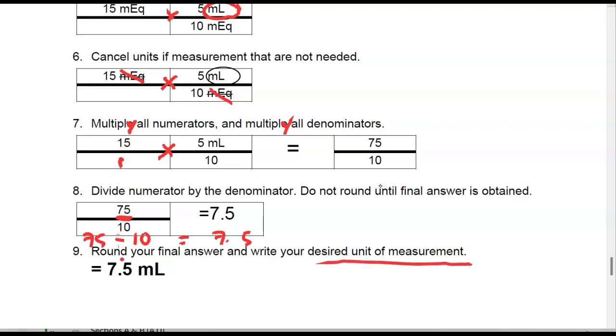So after we rounded, there was really no need to round here because it was already on the tenths place. After rounding, you write your unit of measurement. So this is your final answer, 7.5 mLs.